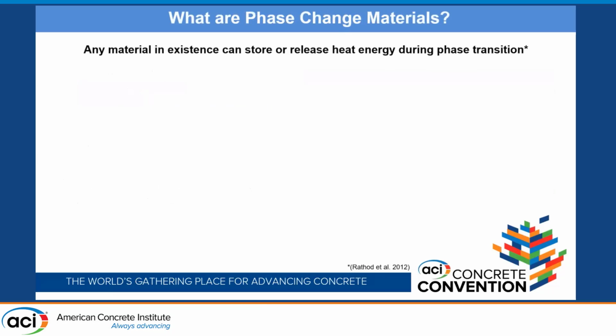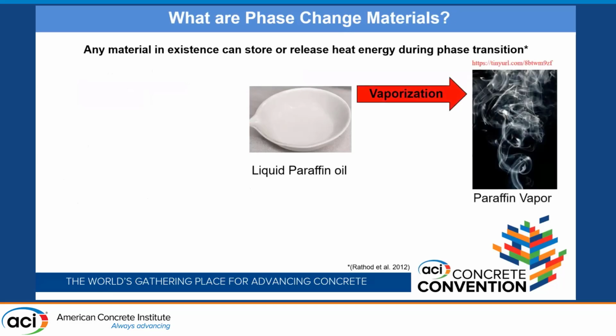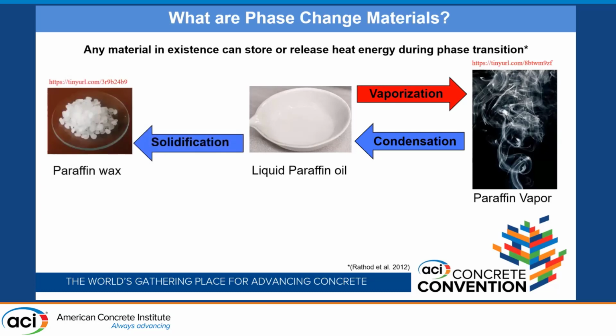So what are the phase change materials I'm talking about? Let's talk about liquid paraffin oil. This is a type of PCM that we are using in the lab for these de-icing applications. We can vaporize it and get paraffin vapor. If we reduce the temperature, by a process of condensation, we can get the liquid phase back. If we reduce the temperature more, it goes through the solidification process, and it can form paraffin wax. And again, we can increase the temperature, and by the liquidation process, it can come back to liquid paraffin oil.